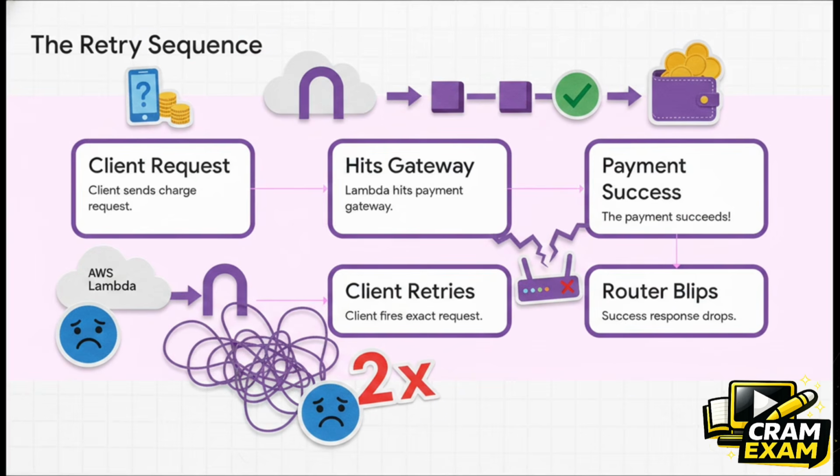Let's walk through exactly how this sequence plays out and see why your absolutely perfect infrastructure can actually betray you. Step 1. The client sends the charge request. Step 2. That request hits your AWS Lambda function, which then talks to the payment gateway. Step 3. The payment actually succeeds, the money moves. But then step 4. On the way back, a network router blips, and the success response never reaches the client. The client is just left hanging, assuming the whole thing failed. So what does it do in step 5? It retries. It fires off the exact same request again. Your Lambda function blindly accepts it, hits that payment gateway again, and charges that poor customer a second time.